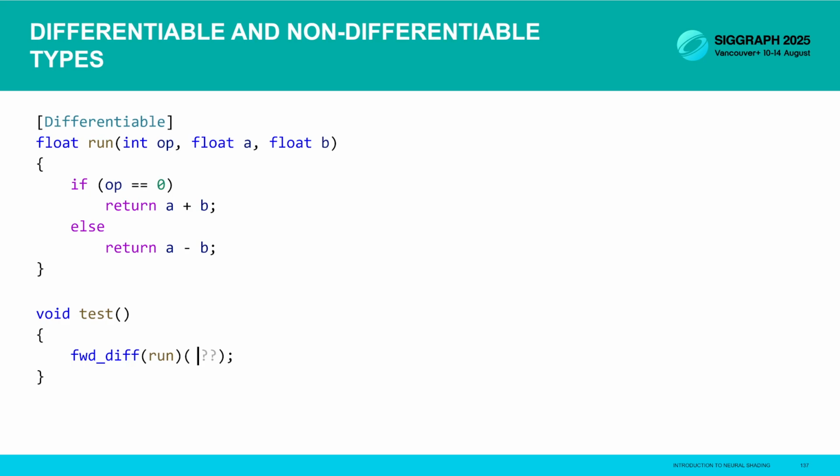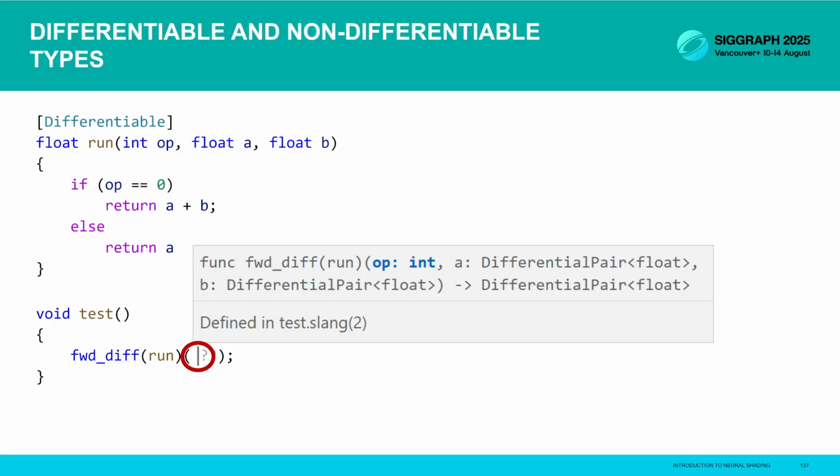If you are in Visual Studio Code with the Slang extension installed, you can get IntelliSense for your function signatures. Let's say you put a caret here and hit Ctrl plus space to pop up that signature help. Here is what you will see. The Slang language server is telling us that the forward gradient function of run will take three parameters. Notice the difference between the op parameter and the a and b parameters. The type for the op parameter is unchanged between the original function and the forward gradient function. This is because Slang is treating int as a non-differentiable type, which can't have gradients.